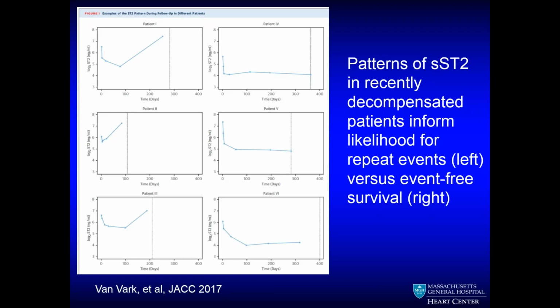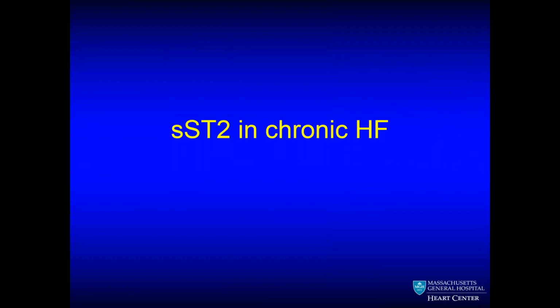And those patients on the left side of the screen are those patients that were readmitted or died. You can see that the trends after discharge in those patients that were destined for a complication tended to go back up when patients were likely to suffer a complication, whereas on the right side of the screen are examples of patients who had a successful treatment without any events during follow-up. So trends in ST2 concentrations early after discharge are very helpful for identifying those patients likely to develop complications during follow-up. And this gets us to the chronic heart failure patients.